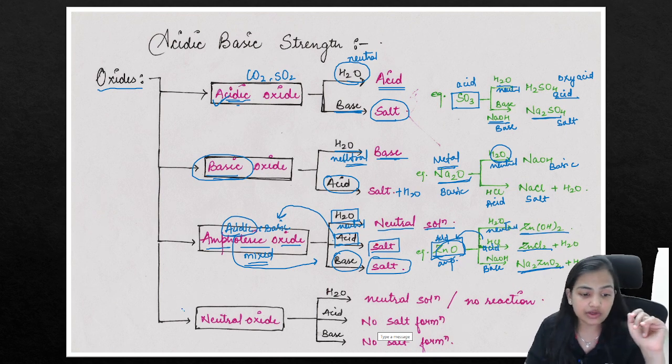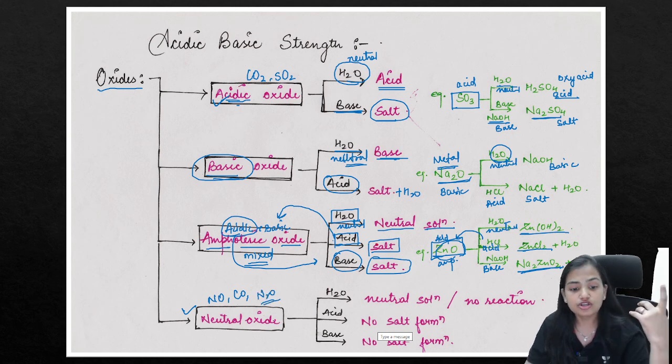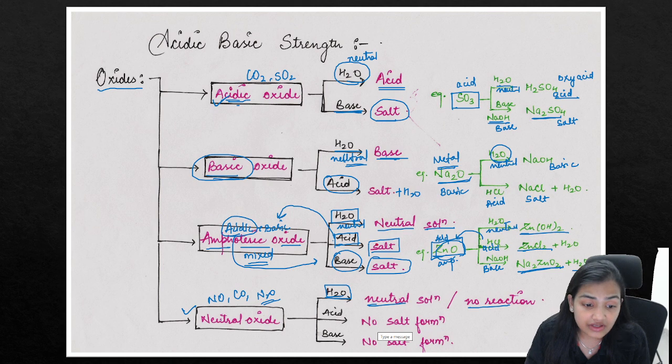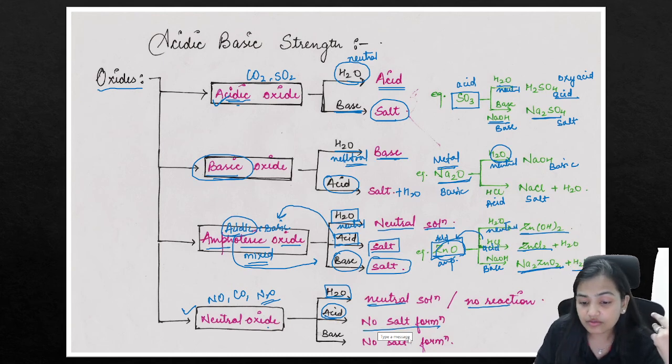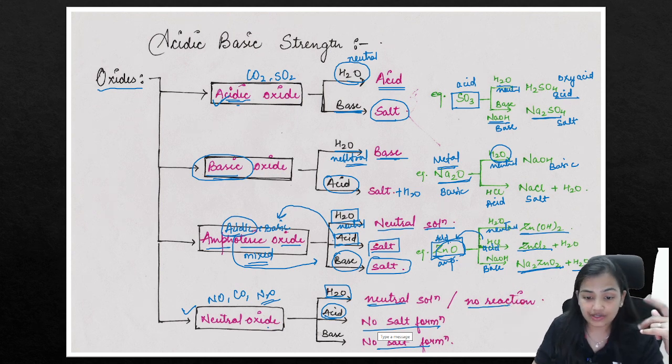Now what happens with the neutral oxides like NO, CO or N2O, which are quite neutral? When put in water, neutral will remain neutral, there will be no reaction. And even these neutral oxides do not react with acid because they are neutral. How would they be reacting? They don't have any acidic or basic nature, they are neutral, and when you treat them with acid, there will be no salt formation, that is, no reaction will occur.